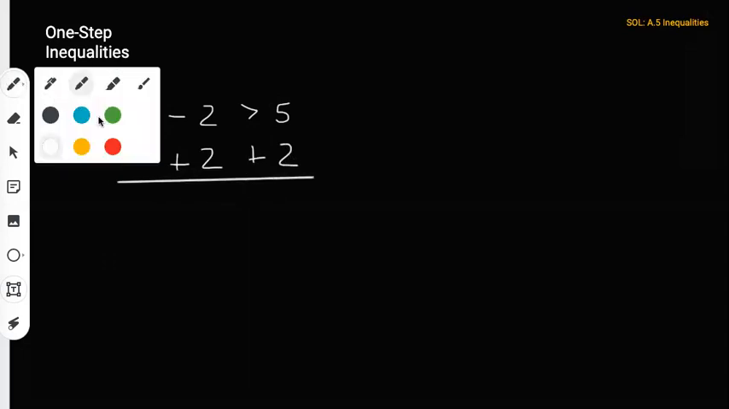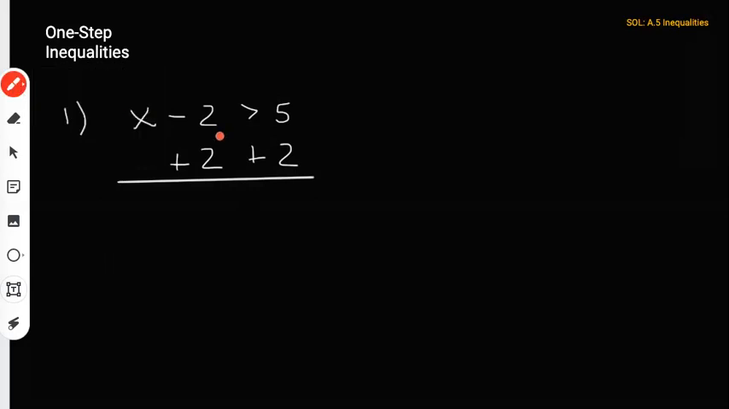So when I do that, the -2 and the +2 are going to cancel out. So I can cross through the -2 and the +2. And now I can bring down the x. I'm going to keep the inequality symbol the same. Since I have a greater than symbol, I'm going to keep it as greater than. On the other side, I have 5 plus 2, and that's going to give me 7. So my answer is going to be x is greater than 7.